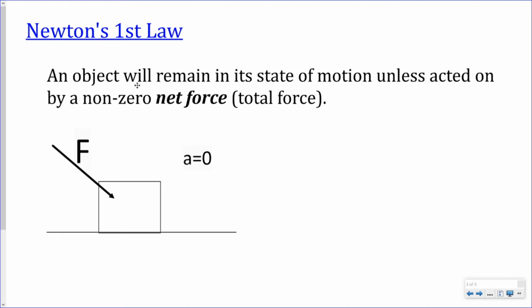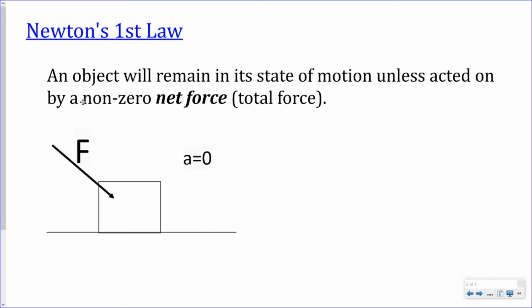So Newton's first law is worded here: an object will remain in its state of motion unless acted on by a non-zero net force or total force. What the heck does that mean? Well, in layman's terms, or the most common way that you've heard Newton's first law, is an object in motion stays in motion, or an object at rest stays at rest, unless acted upon by another force.